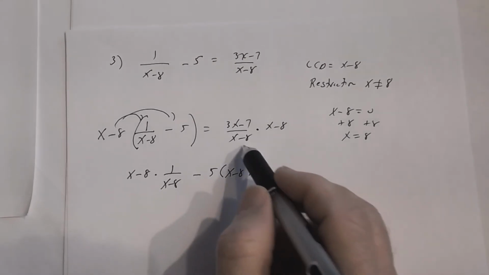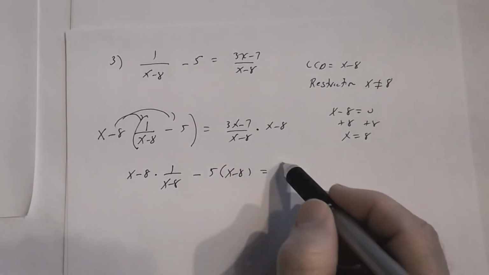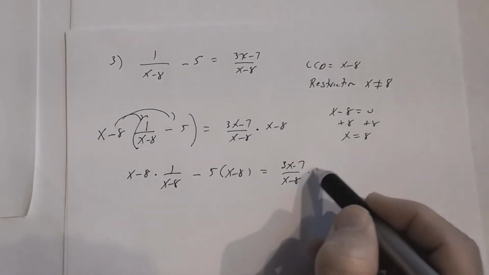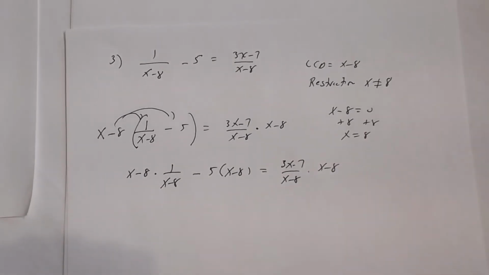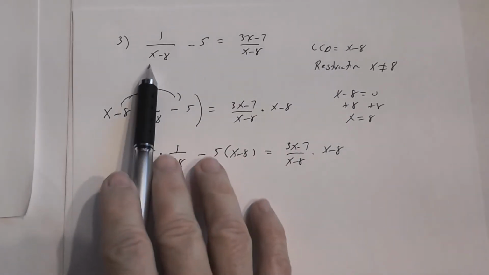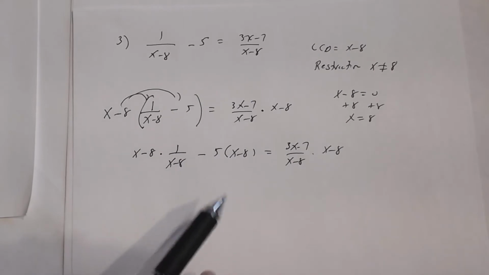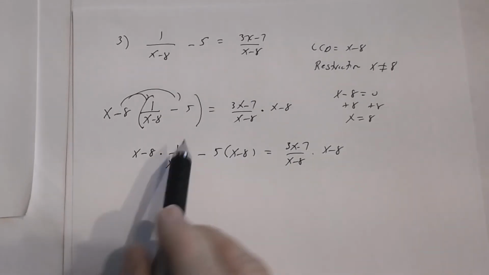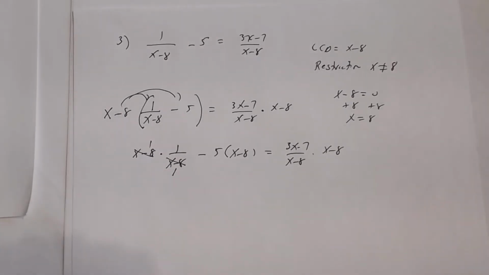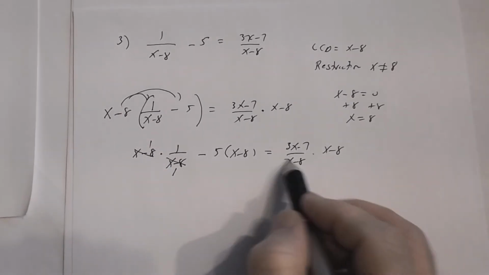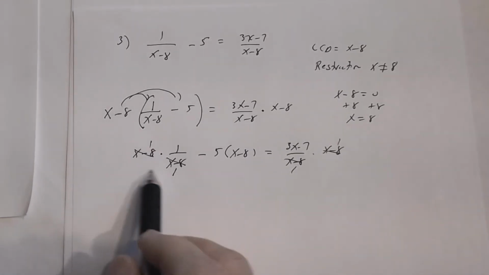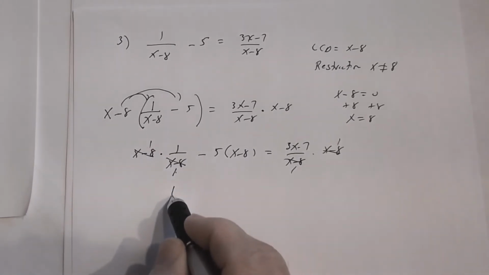Equal, and then I'm going to go ahead and rewrite this. So 3x minus 7 divided by x minus 8 times x minus 8. Then the next step is to reduce. Remember, the whole point of multiplying by the LCD is to get these factors in the denominator to be 1s. And now I have that, because now if I reduce, x minus 8 into x minus 8 is 1. x minus 8 into x minus 8 is 1. Okay, and what I have is this. 1 times 1 is 1.